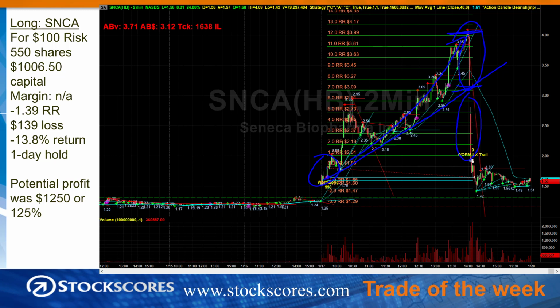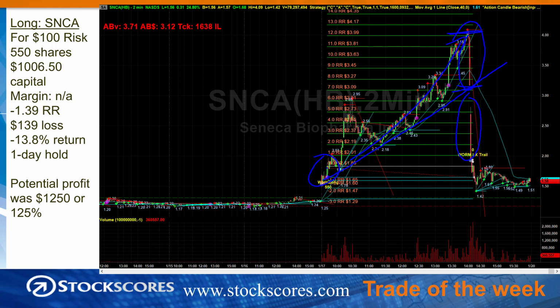Now in this case, the economics were as follows. For $100 of risk, it required a position of 550 shares, which was about $1,000 in capital. Margin, not really able to margin this, so it ended up going up over 12 RR, reward for risk is RR, but it closed down 1.39. So that meant that if you were not keeping an eye on this thing and didn't get out when the market started to fall apart, you ended up with a $139 loss, or a 13.8% loss on the capital for that one-day hold. Now, the potential profit was about $1,250, although it would be pretty lucky to get out at the highs.